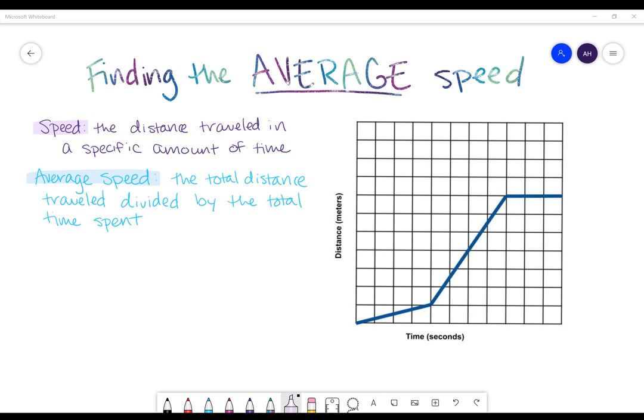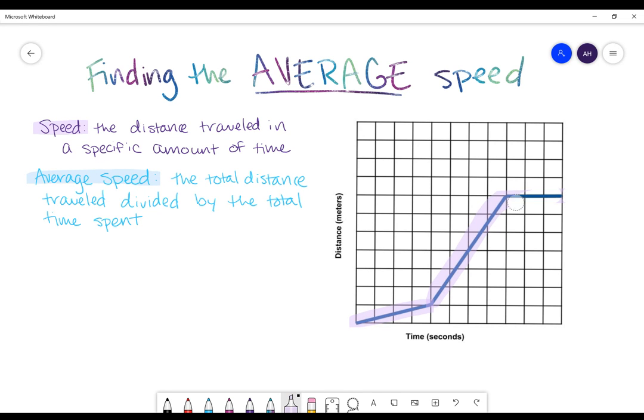Talk about finding the average speed of an object. Average speed is a little bit different than what we talked about before with finding speed. The speed is just distance traveled in a specific amount of time. So if I look over here at the graph, this first little piece is going to have a different speed than the second piece, and it's going to have a different speed than the third piece.